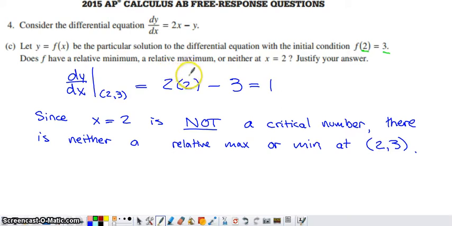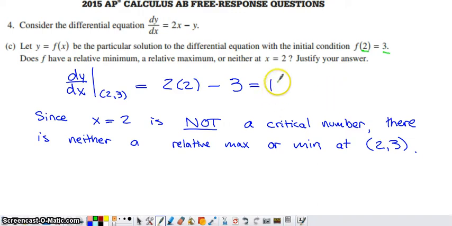Well, in this case, before we even build our sign chart, we would need to know when our derivative is 0. And if you consider this value going in for x and this value going in for y, check out what the value of your derivative is at (2, 3). The value of your derivative is 1. You don't have a horizontal tangent or a cusp on your graph at (2, 3).